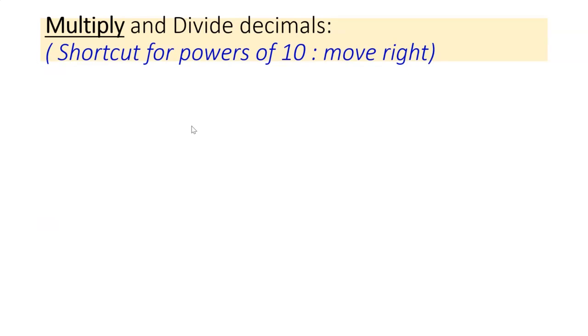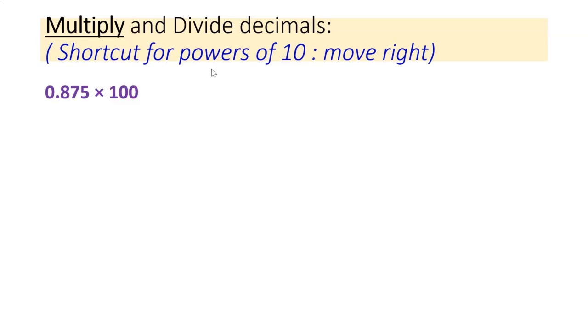Let's first learn how to multiply and divide decimals by a shortcut method. This method is useful when you're multiplying by powers of 10. Powers of 10 means multiplying by 10, 100, 1,000, 10,000, and so forth. We will move the decimal place to the right. Let's look at an example.